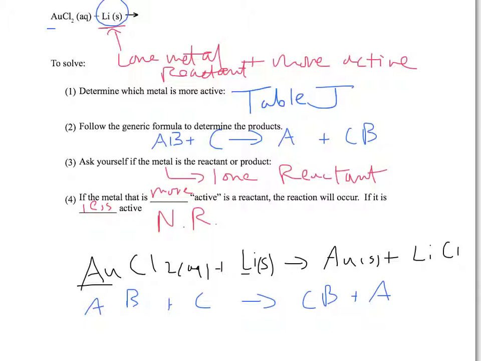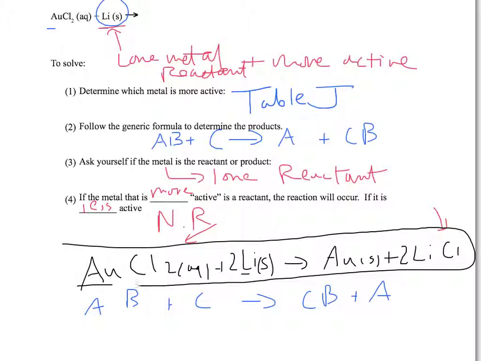And we're almost done. We just have to go ahead and balance the equation. And since there are 2 chlorines on the left side, and since there is only 1 on this side, we'll go ahead and put a coefficient of 2 in front of lithium chloride, and finally we'll put a coefficient of 2 on the left side in front of lithium, which gives us our balanced single replacement reaction.